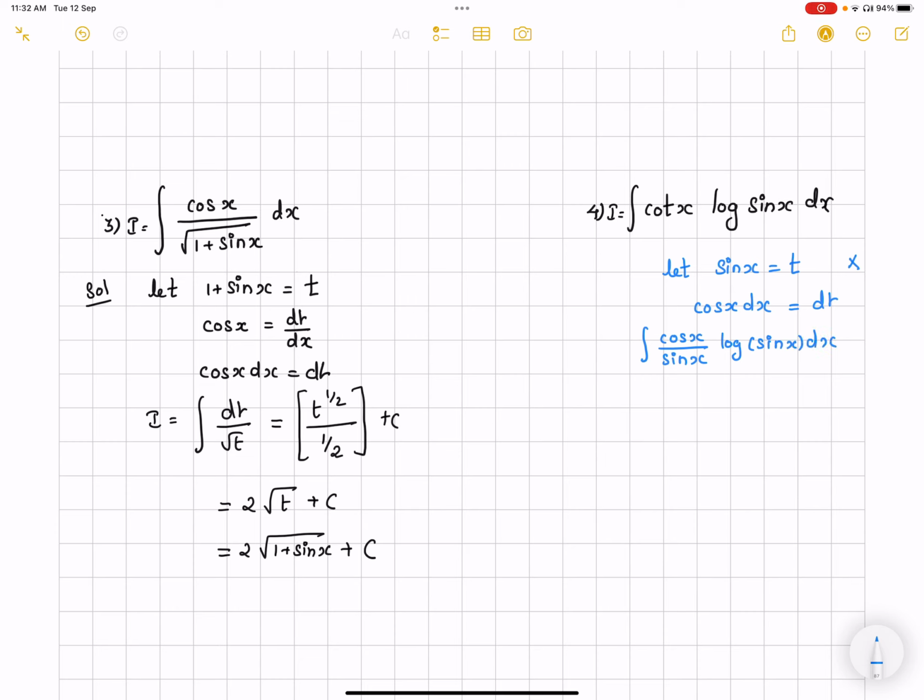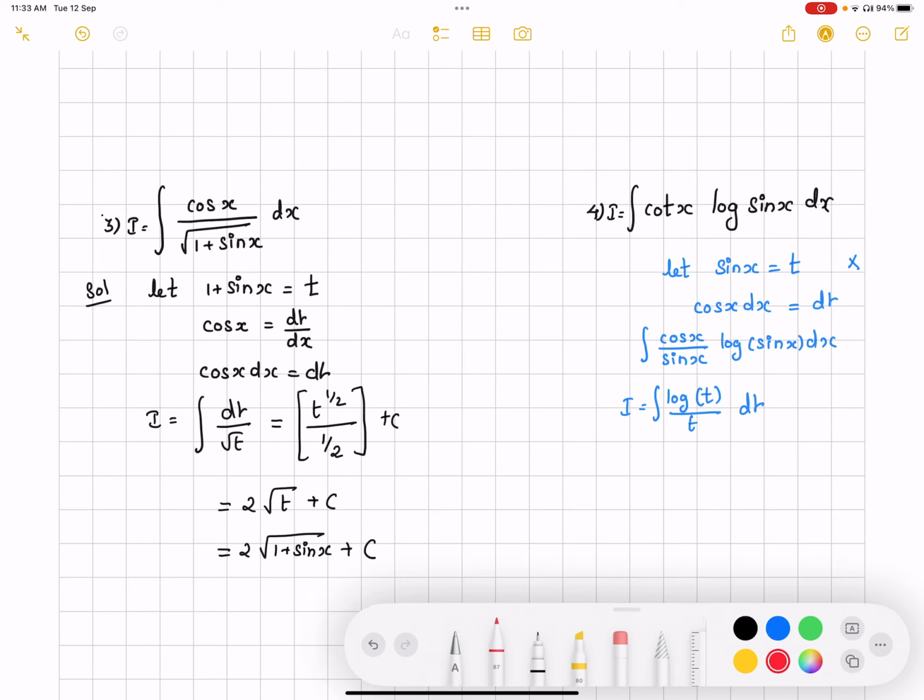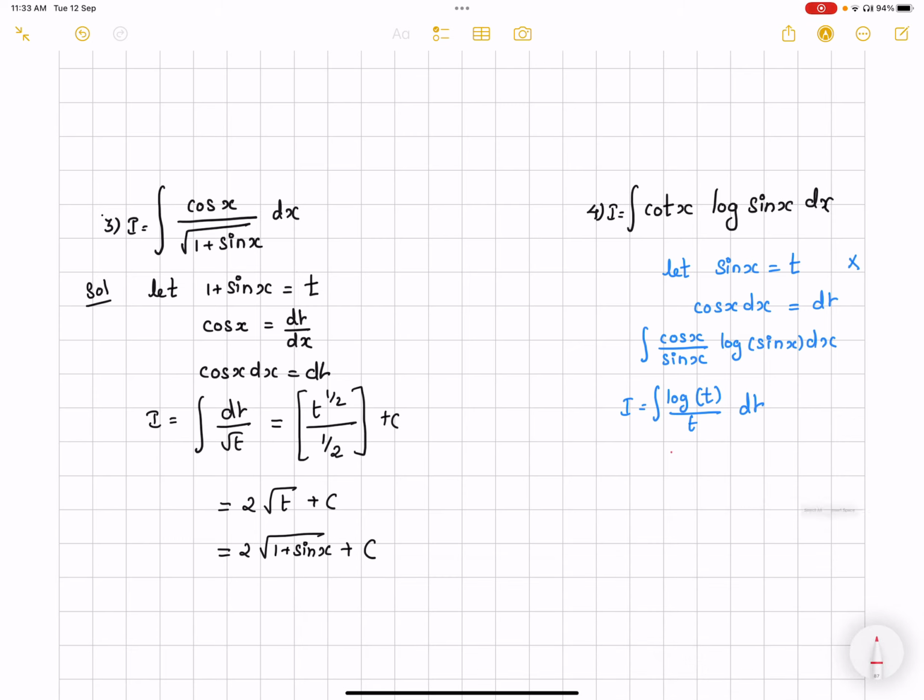dx. Now you tell me, do you have cos x dx? Yes, and that becomes dt, and log of sin x is log t, divided by sin x, which is t, and then we have dt. This is how my I is getting changed. But again here, I need to go for another substitution, because I have log t by t. So now I would go with another substitution, considering u is equal to log t.